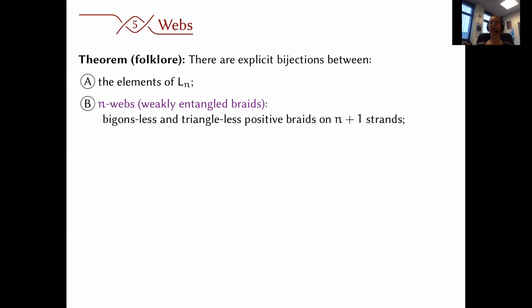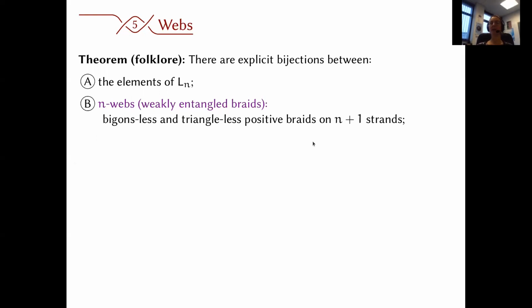So the theorem says the following thing. There are explicit bijections between four kinds of things. I will start with the first two. The first one is the elements of my linear Hecke-Kiselman monoids, the things I would like to understand. The second object is something which I call a web. By a web, I mean a weakly entangled braid, WEB. That's why I call it web.